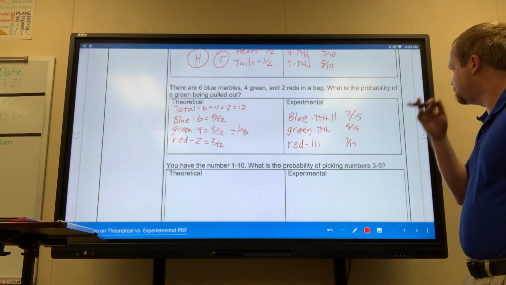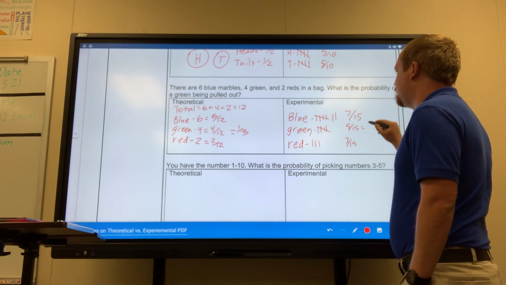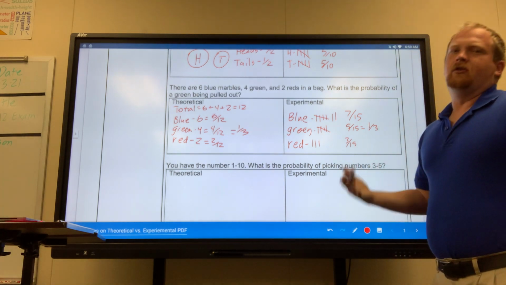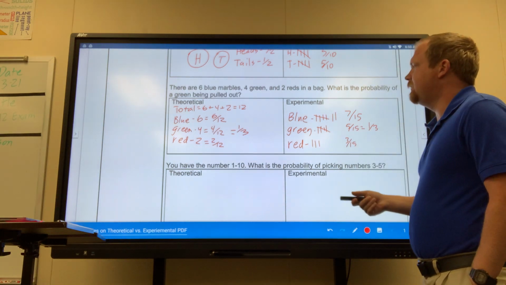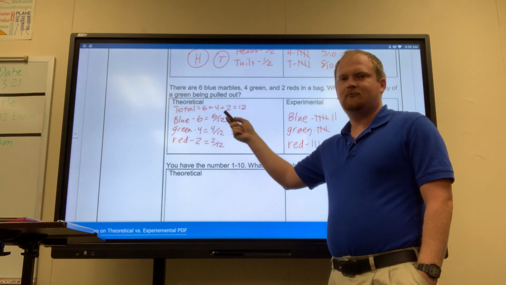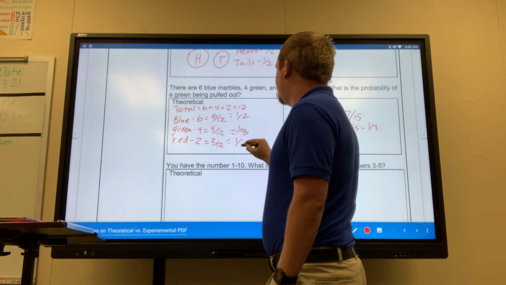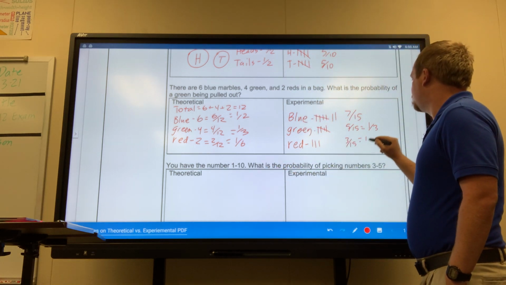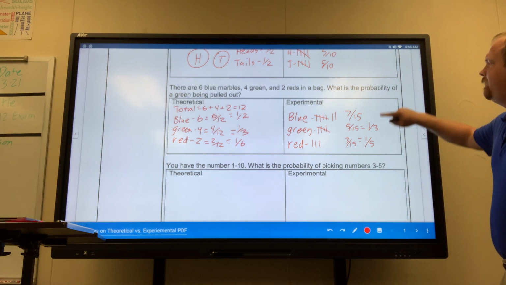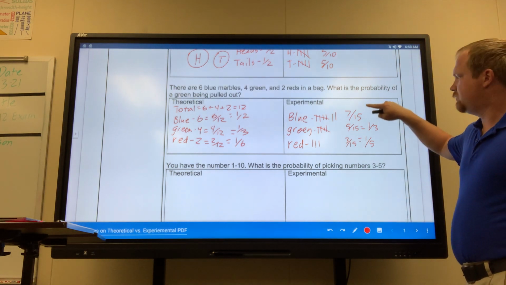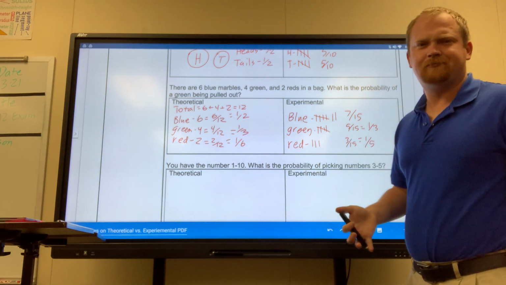Now, looking at it, and guess what? 5 out of 15 is the same thing as 1/3. So even then, the probability of getting green works out. But if I look further for blue, that's 1/2. And red is 1/6. So really, we were definitely more likely to get blue, and we actually got red a little bit more often than we expected.